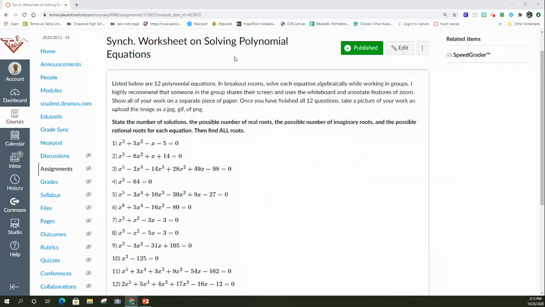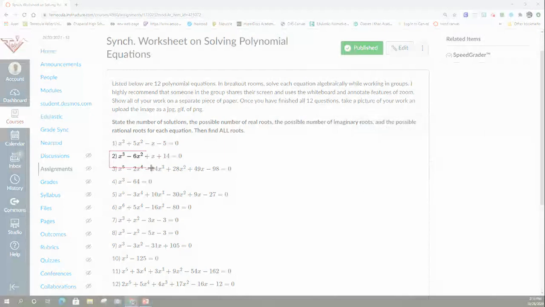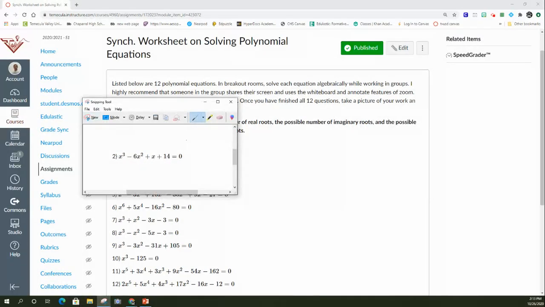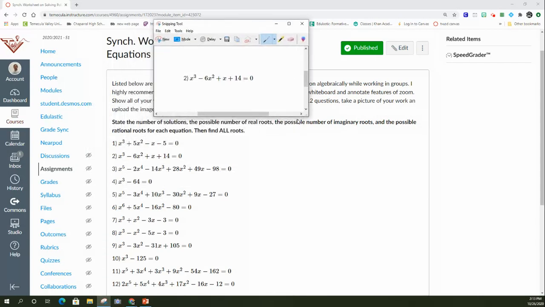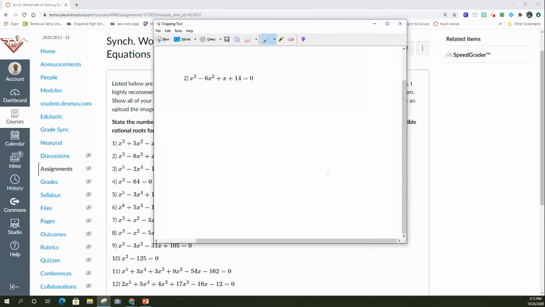All right, let's look at the next one. On this one, x cubed minus 6x squared plus x plus 14 equals 0. Again, the degree is 3, so the fundamental theorem of algebra states that the number of roots will equal 3. Again, I don't know if they're real or imaginary, but roots equals 3. That's how many answers I'm going to get when I solve this.